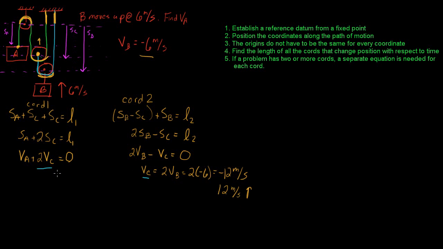We can plug that into our first equation right here. So we get VA is equal to minus 2VC, and VA is equal to minus 2 times minus 12, and this is equal to 24 meters per second. And this is positive, so we know VA is moving in the downward direction. So this is 24 meters per second down.